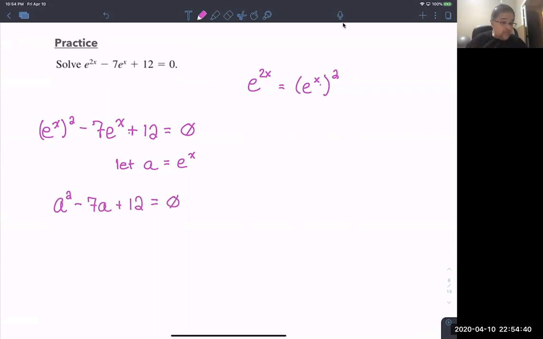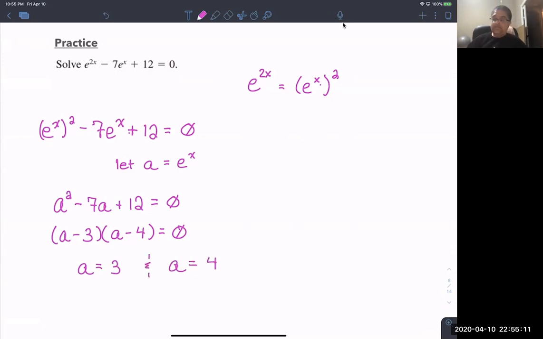Now, I should know what to do with this. This is a quadratic equation, and I know how to solve a quadratic. Thankfully, this one side already equals 0, so all I have to do is factor. Two numbers that multiply to give me 12, but add to give me -7. That's (a minus 3)(a minus 4) equals 0. And so when I solve this, I get a equals 3 and a equals 4.